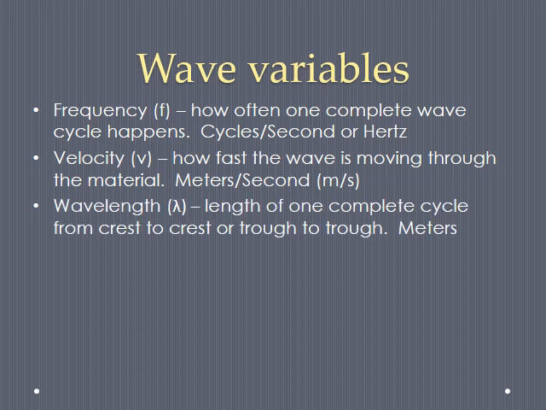The third wave variable, which is a new one, but a pretty straightforward one, is called wavelength. And wavelength is represented by this funny upside down y symbol that is called a lambda. It's a Greek symbol. And that symbol is basically representing the distance between a crest to another crest or a trough to another trough. In other words, the length of one complete cycle.